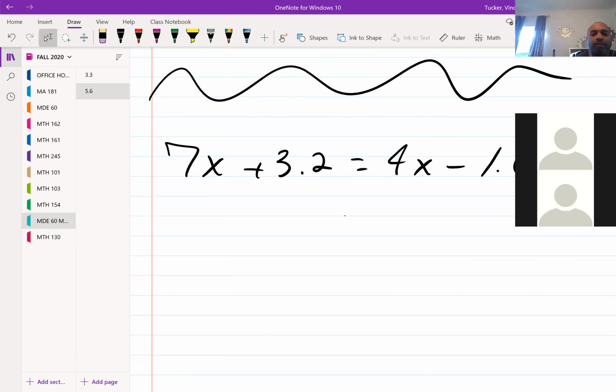So here we have 7x plus 3.2 equal to 4x minus 1.6. So follow your procedures, same procedures. Decimals doesn't change that thought process. You have four different terms here. It doesn't matter which one you decide to move first. Just make sure you're correct with your mathematics and you'll get the same answer. I'm going to rewrite it right here.